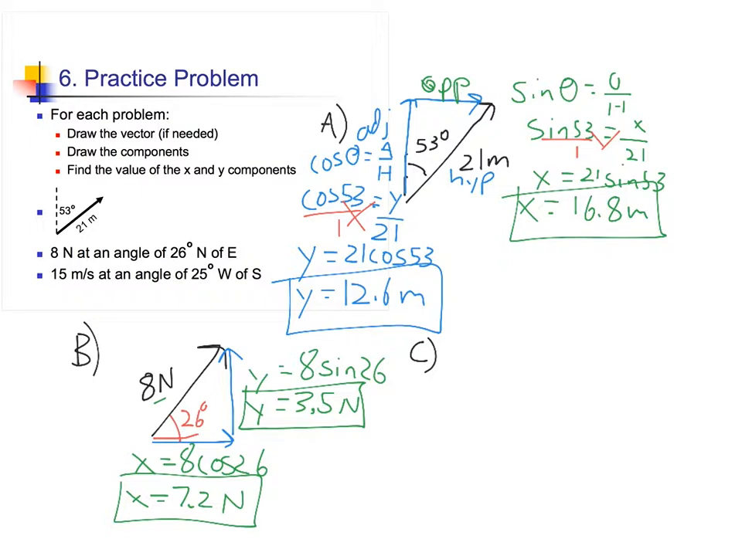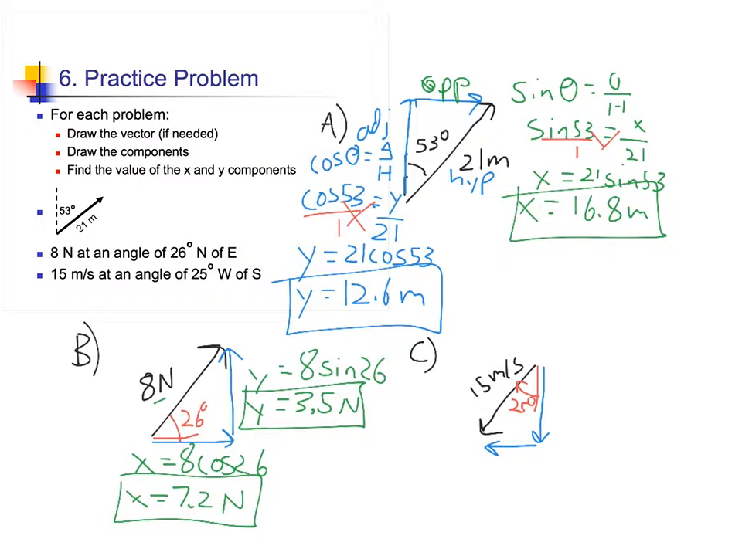So I know that this vector is going in the southwest direction. And when I think about my angle, it's west of south. So that means we're starting with south and going 25 degrees west. I can draw my vector components from there. I have one south component and one west component. Okay, and this hypotenuse here is 15 meters per second. So I can now solve for those two components.